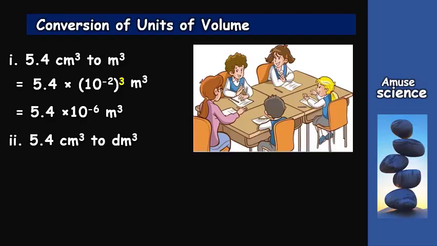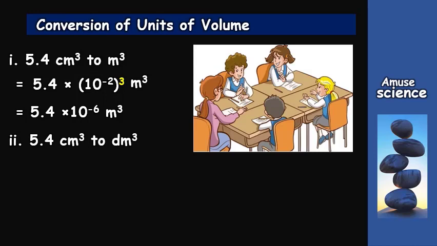The second one, 5.4 cubic centimeters to cubic decimeter. So we realize here that we have to remove the centi from there and replace it with the deci. And because the centi is already in the given figure, we have to substitute its value there and later introduce our deci. So let's go.